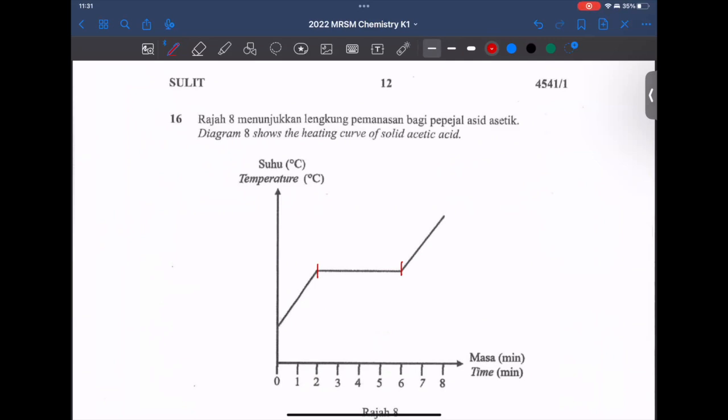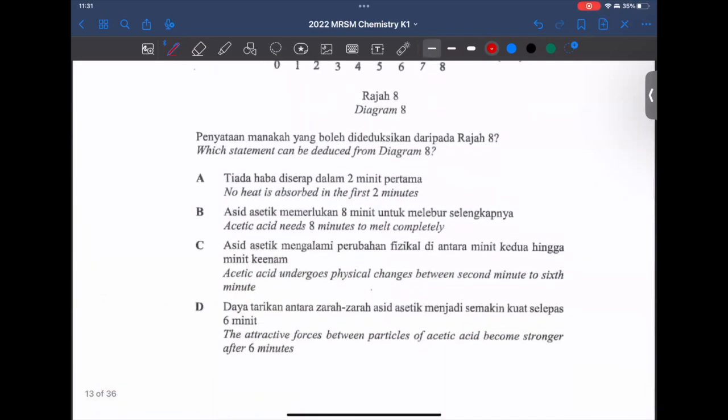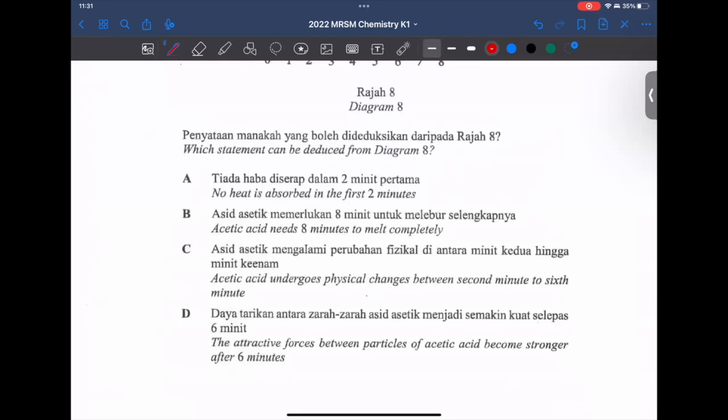So in this case, number 16, the best possible answer to describe what is happening here will be C. Acetic acid undergoes physical changes between the 2nd minute to the 6th minute. It's a physical change because no new substance is formed. Chemical change results in the formation of a new substance, but physical change does not. It is just a change of state. For example, from liquid to gas, from solid to liquid, those are called physical change because you only change the state of matter. It doesn't actually change into something new. So therefore, this is the best answer to describe the situation.